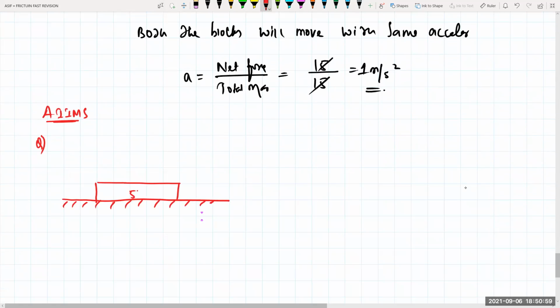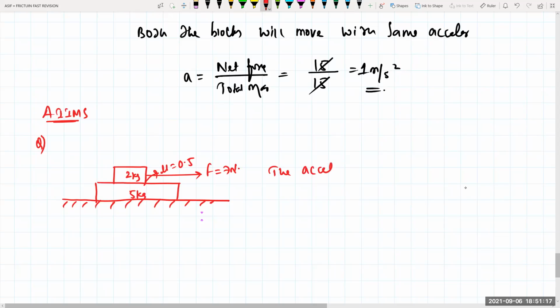So this is 5 kg. And this one, say for example, is 2 kg. And the coefficient of friction here is, say for example, 0.5. And you are applying a force on this one, capital F equal to 7 Newton. So the acceleration of the lower block will be equal to how much?